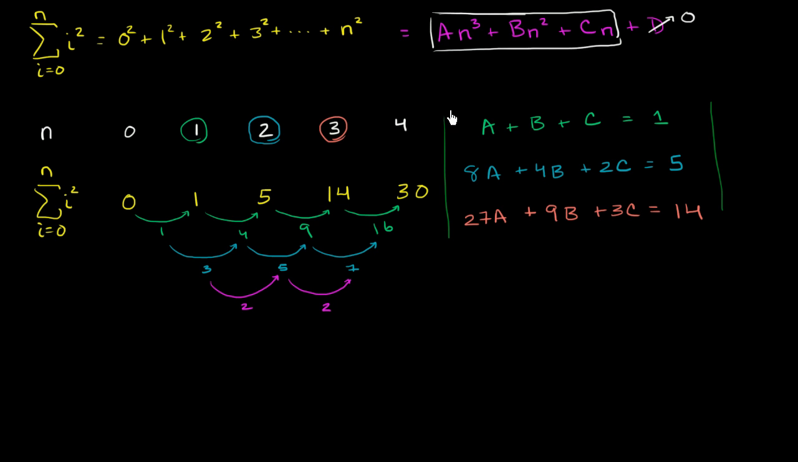Now I just have to solve these for a, b, and c, and I will have a generalized formula for finding this sum right over here, the sum of the first n numbers squared, I guess you could call it. So what I want to do now is stop this video. I encourage you to try to solve these simultaneous equations on your own, and in the next video, I'll actually go and solve it.